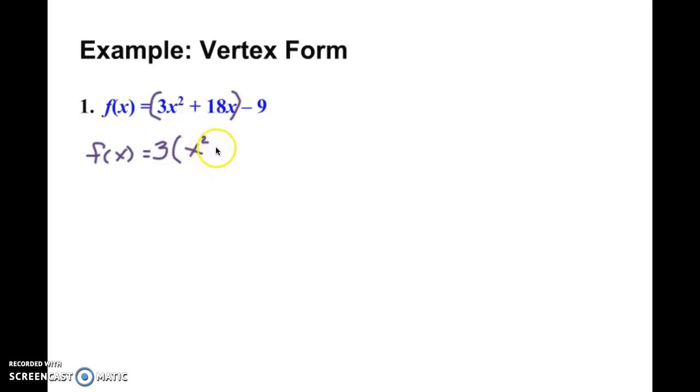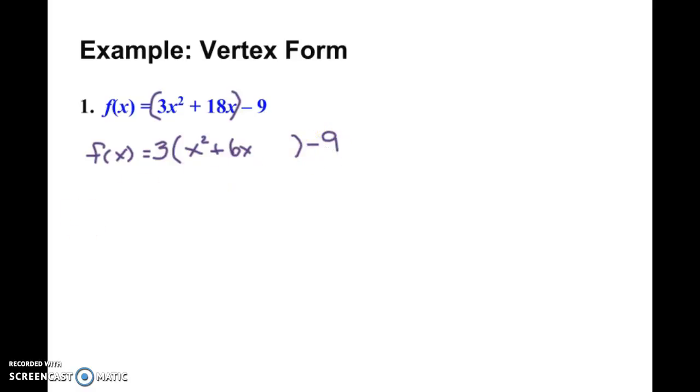Then I'm going to have plus, and 18 divided by 3 is going to be 6x. Now, because I know what I'm going to be doing in the next step, I'm going to leave some space and write the minus 9 behind the parentheses. So we're going to fill the space in here. This was step number 1.